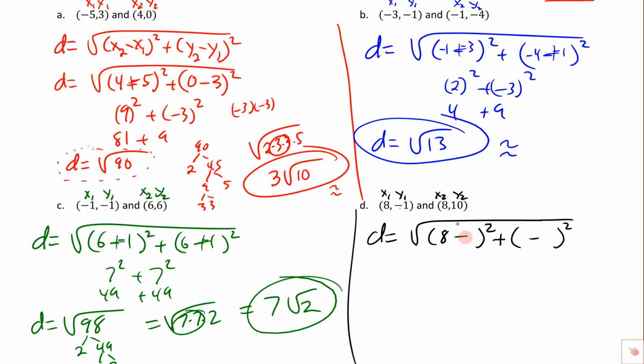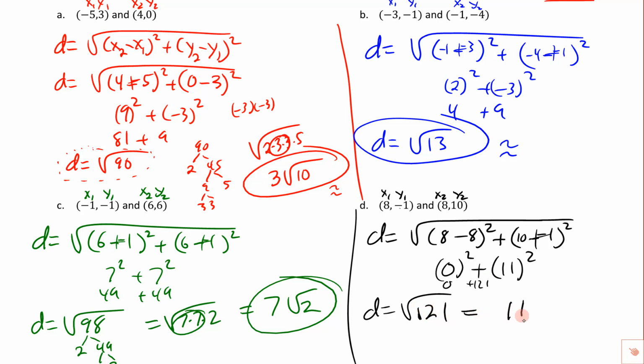So this is going to be 8 minus 8. All right, we can deal with that. That looks a little weird, but we can deal with that. And then this one, y2 is 10 minus negative 1. Okay, so this is going to be 8 minus 8. That's going to be 0 squared. Again, leave those parentheses there. This is going to be a big plus, so this is going to be 11 squared. So this is going to be d equals, this would be a big square root of, this is 0, and this is 121. So this is the square root of 121, and we end up with 11. So 11 would be the answer there.